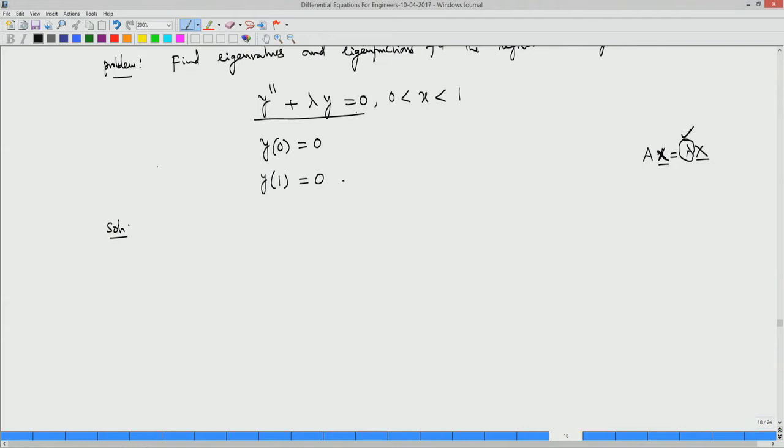This second order differential equation I will put into a nice form, the form which looks self-adjoint. That is, y double dash, which is d/dx of dy/dx.